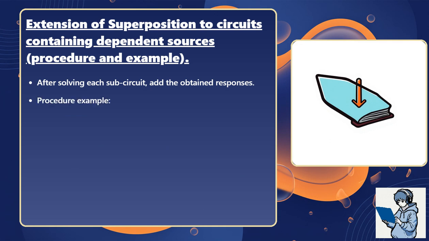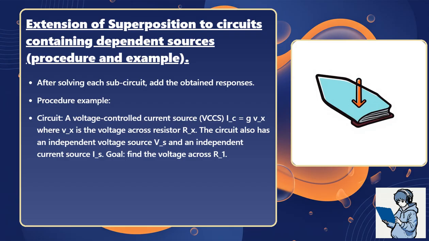A procedure example. The circuit has a voltage-controlled current source, VCCS. I sub C equals G V sub X, where V sub X is the voltage across resistor R sub X. The circuit also has an independent voltage source V sub S and an independent current source I sub S. Goal: find the voltage across R sub 1.